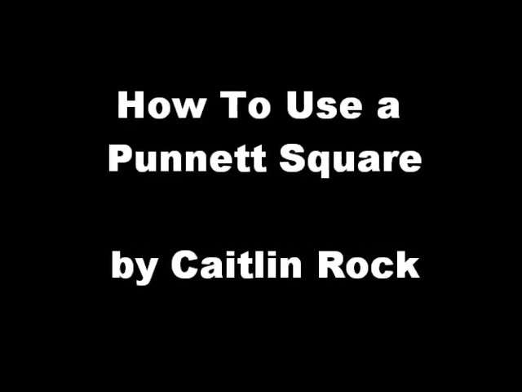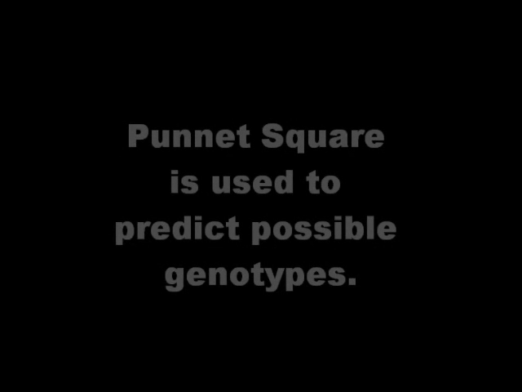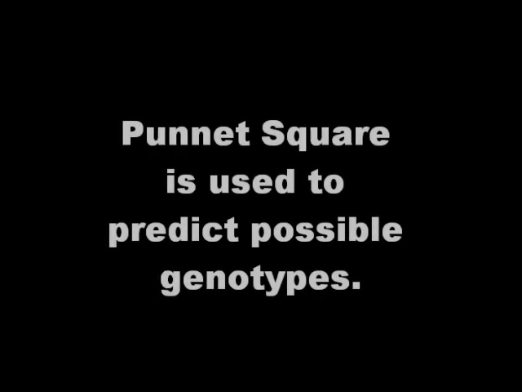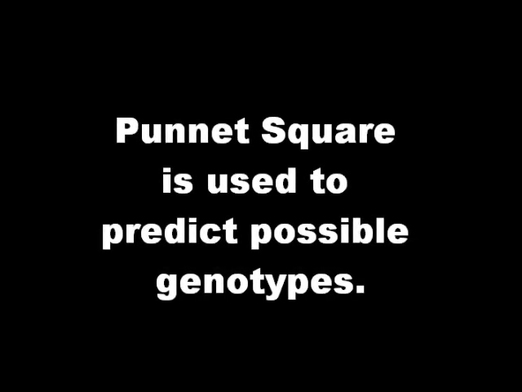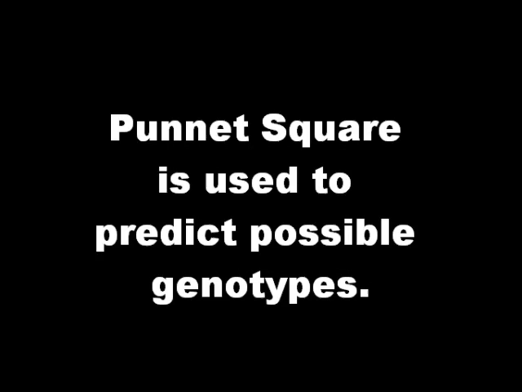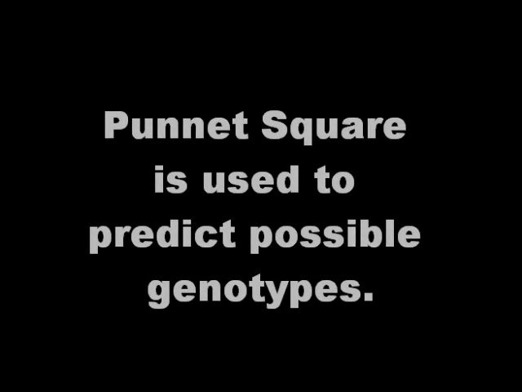Today we're going to learn how to use a Punnett square. A Punnett square is used to predict the outcome of an offspring from a particular parental cross. The Punnett square is used to determine the likelihood of an offspring having a particular genotype. Let's look at an example.